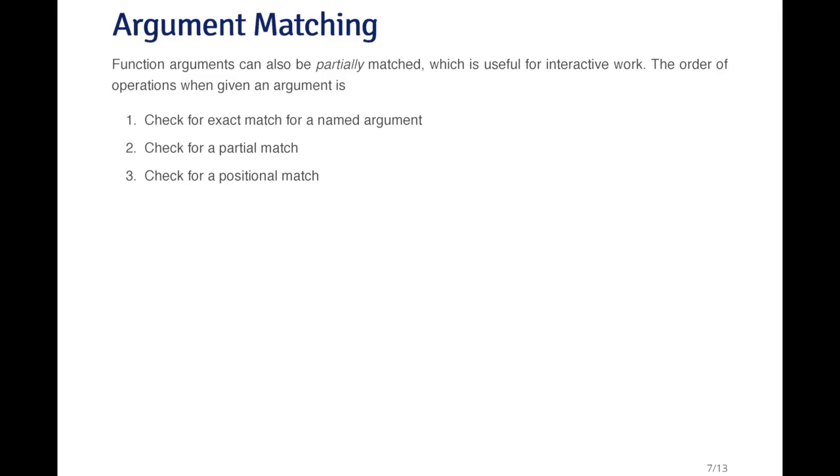So the order of operations that R uses is, first it'll check for an exact match. If you name an argument, it'll check to see if there's an argument that exactly matches that name. If there's no exact match, it'll look for a partial match, and then if that doesn't work, it'll look for a positional match.